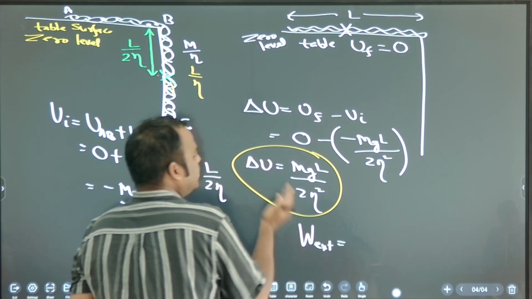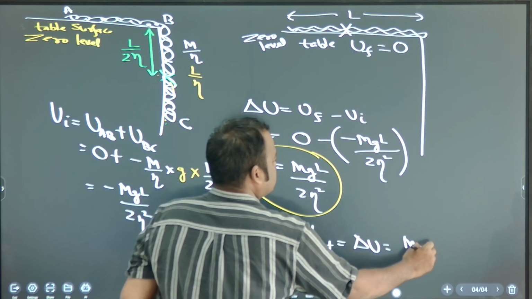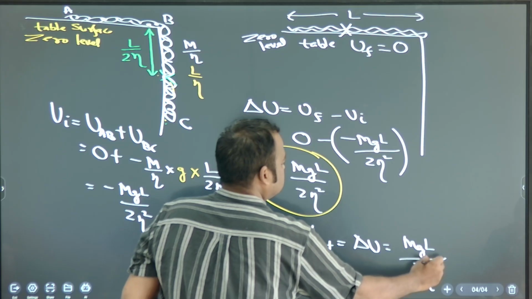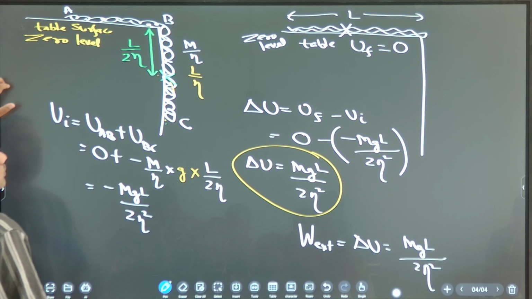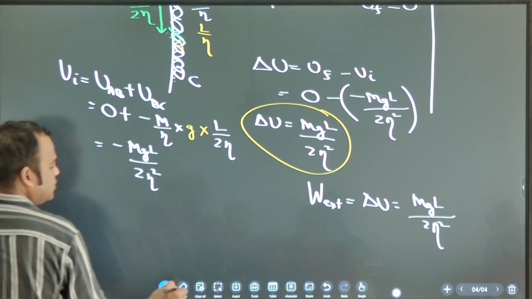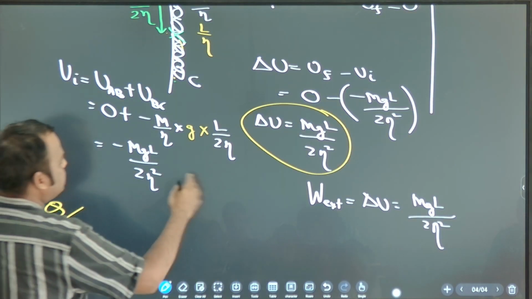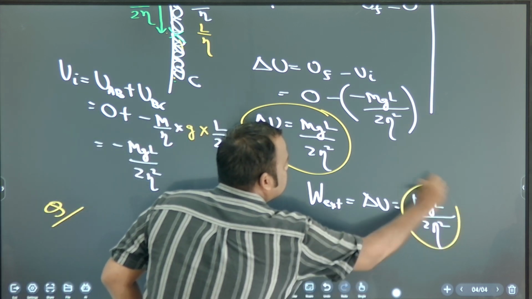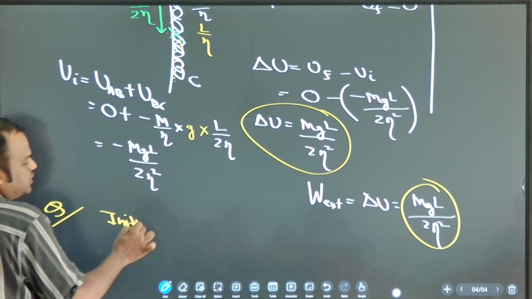External work done in delta U is the same, so it is mgl by 2 eta square. Okay, external work done is mgl by 2 eta square. Note it down. So solve this question now. You can memorize this formula. Write it down in your formula diary. This is the formula: mgl by 2 eta square.